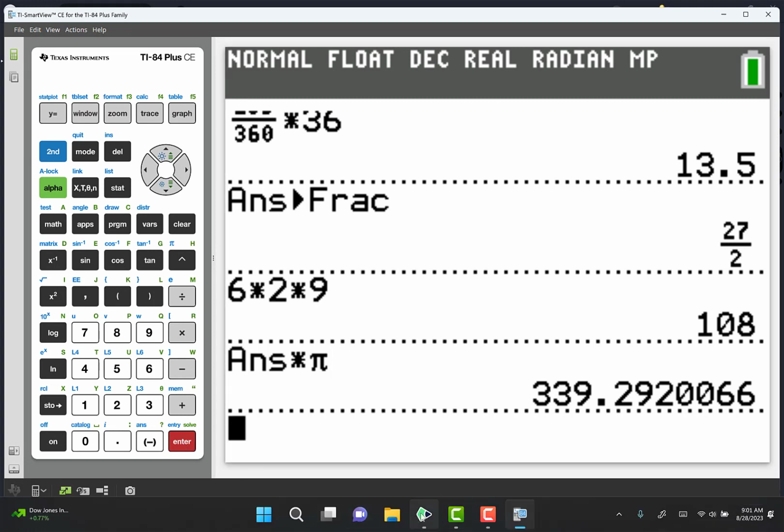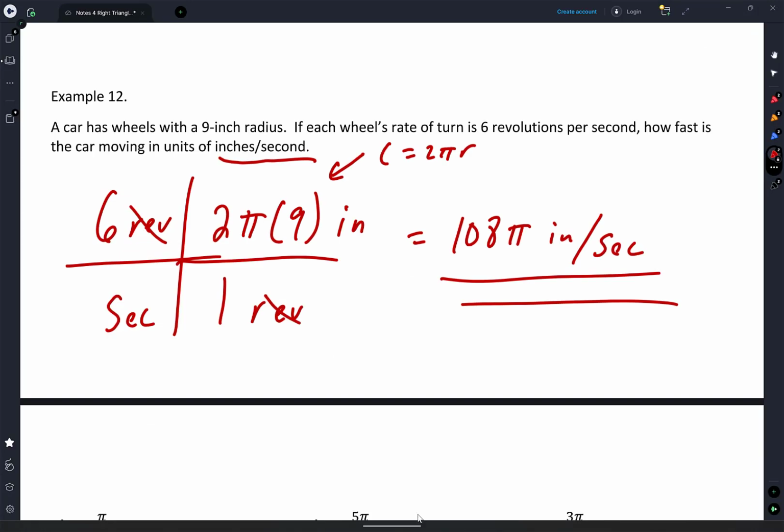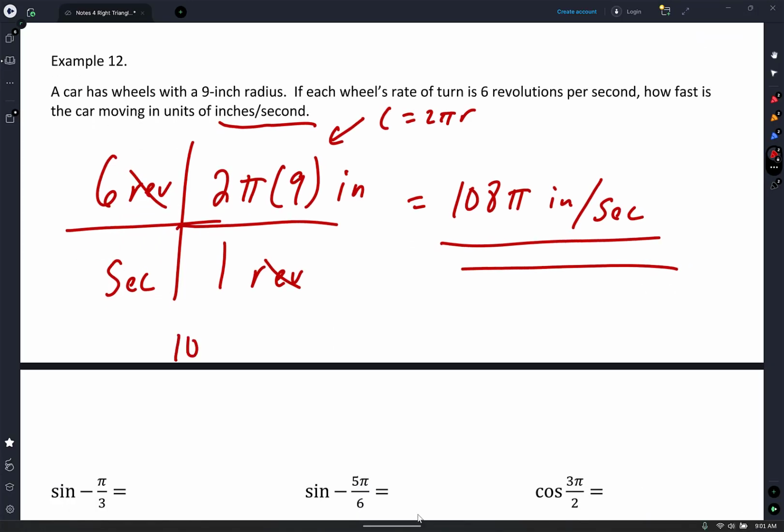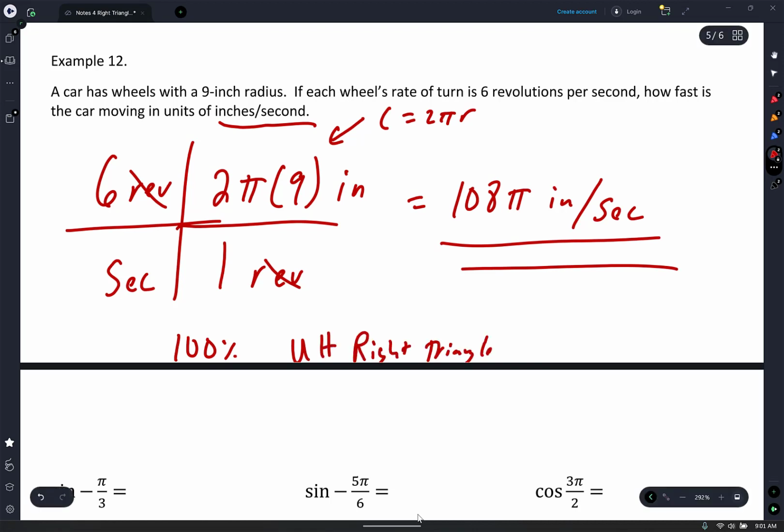All right, so here we go. Here's what I'm going to let you guys know. Now that we've done this, you should be able to get a 100 on what quiz? The UH right triangles and sectors quiz. We've covered all the questions that are hard, quote unquote.